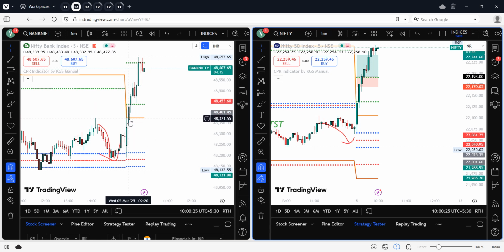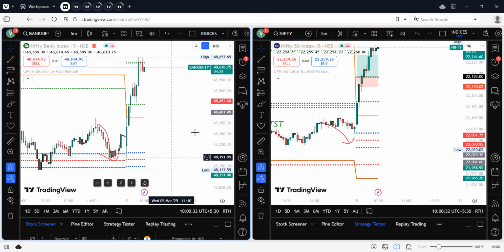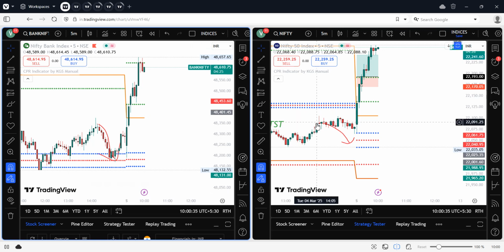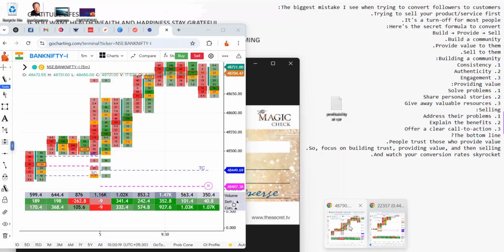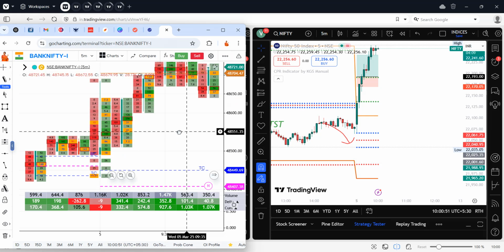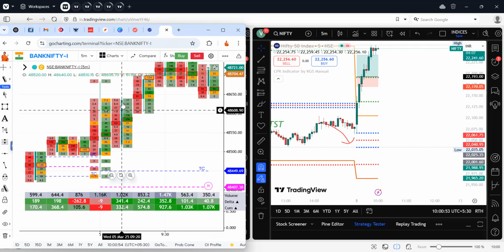The second candle is this, which is also a bullish candle. When both the CPRs are giving support to the price, I have a strong conviction the price is moving up. I am waiting for the order flow to give the signal, and this candle gave the signal. Let me show you how it gave the signal. There are so many imbalances on the buyer side.